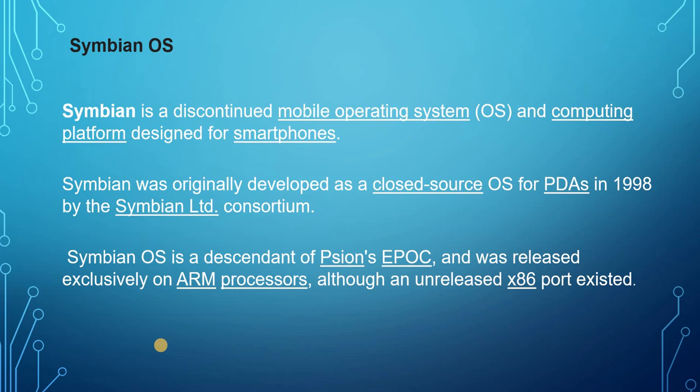Coming to the next mobile operating system, Symbian OS. Symbian OS is now a discontinued mobile operating system and computing platform designed for smartphones. Symbian was originally developed as a closed source operating system for PDAs in 1998 by Symbian Limited. Symbian OS is a descendant of Psion's EPOC and was released exclusively on ARM processors, although an unreleased x86 port existed here.